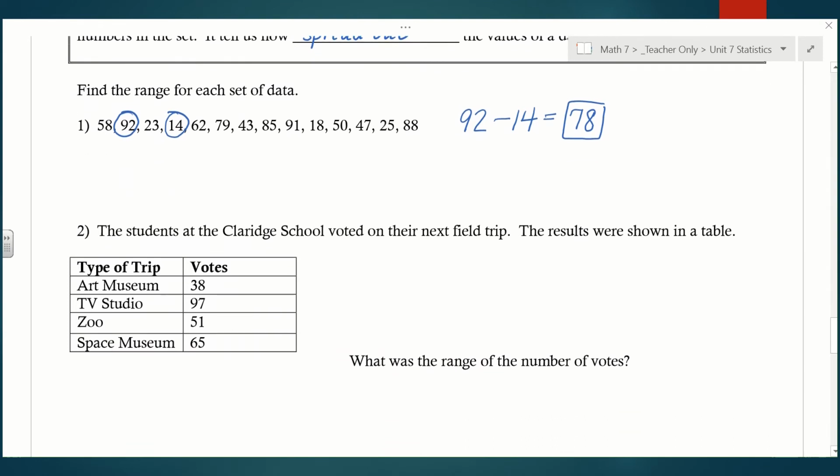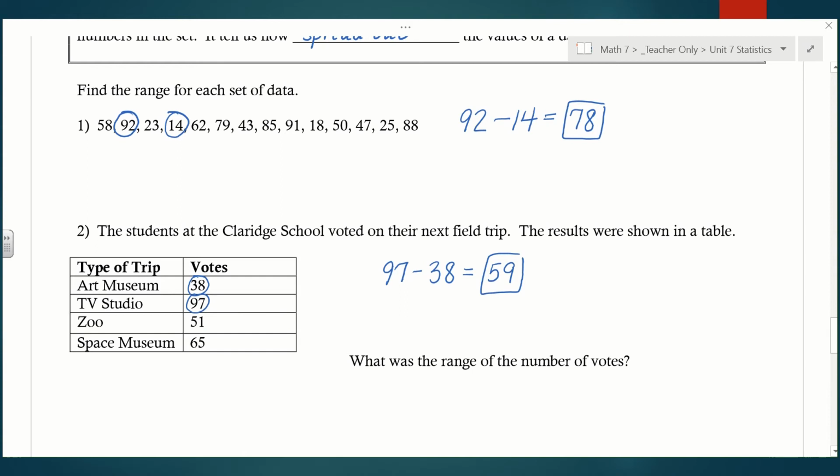Okay, number 2, the students at the Claridge School voted on their next field trip. The results were shown in a table. What was the range of the number of votes? Okay, so we are looking for which type of trip got the most votes. It looks like the TV studio, 97 students. And we're going to subtract the type of trip that got the least number of votes, which is the art museum, minus 38. And so the range of our data is 59.